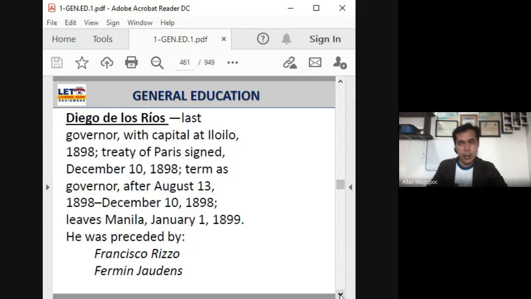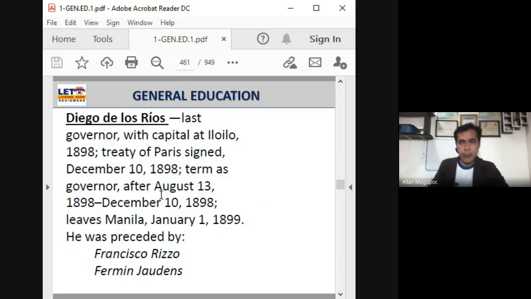Diego de los Rios, the last governor, had his office and capital in Iloilo. When the Treaty of Paris was signed on December 10, 1898, he was the Governor General. The Treaty of Paris turned over the Philippines to the United States of America.